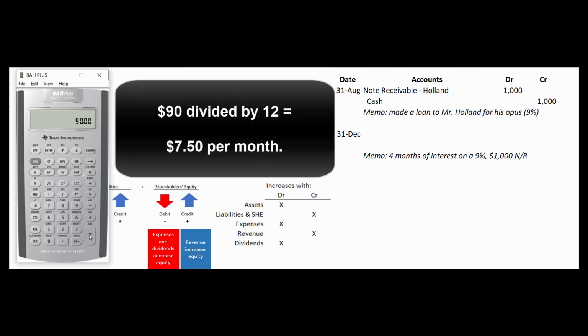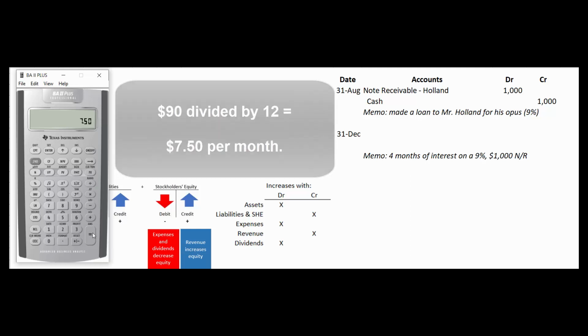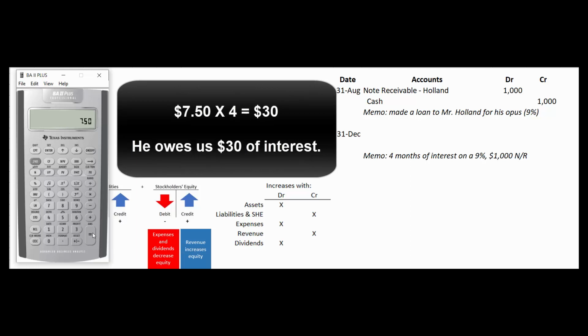But he hasn't had our money for a year yet. He's only had it for 4 months. So let's divide that by 12. And that tells us that the interest is $7.50 a month. We need to accrue for 4 months worth of interest, so we'll multiply that number times 4, and we'll discover that he owes us $30 worth of interest.